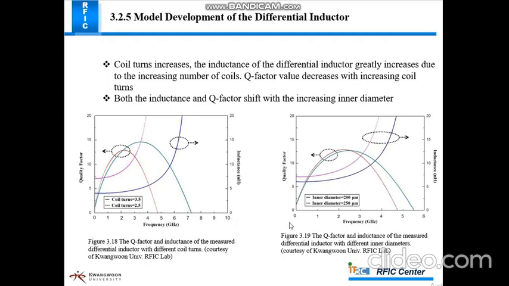Figure 3.19 shows the quality factor and inductance of the measured differential inductor with different inner diameter. When diameter is increased, the number of coil turns is increased. That's why the quality factor is increased. And when inner diameter is increased, the coil area is also increased, the number of coil turns also increased. That's why inductance is also increased.